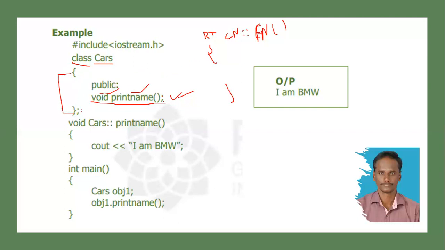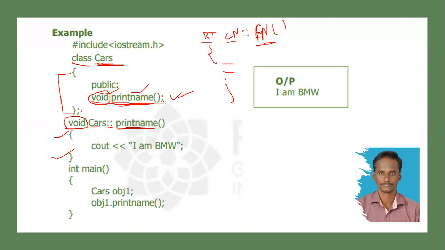So what's the general syntax I said to define the member function outside the class? First, it should have a return type. What return type? Void. This return type and the function declaration return type must match, right? So the return type is void. And what's the next one? Class name. What's our class name? The class name is cars. Followed by the scope resolution operator. Followed by the function name. What's our function name? Print name. This function name and the declared function name must match, right? Then open brace, close brace.